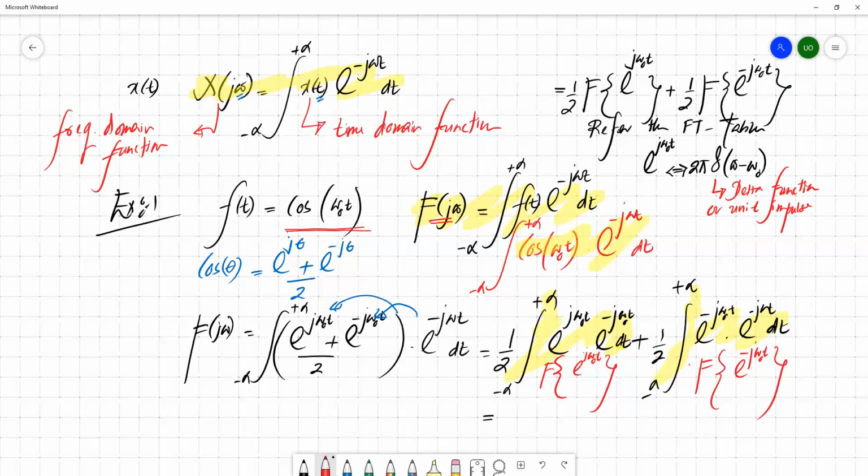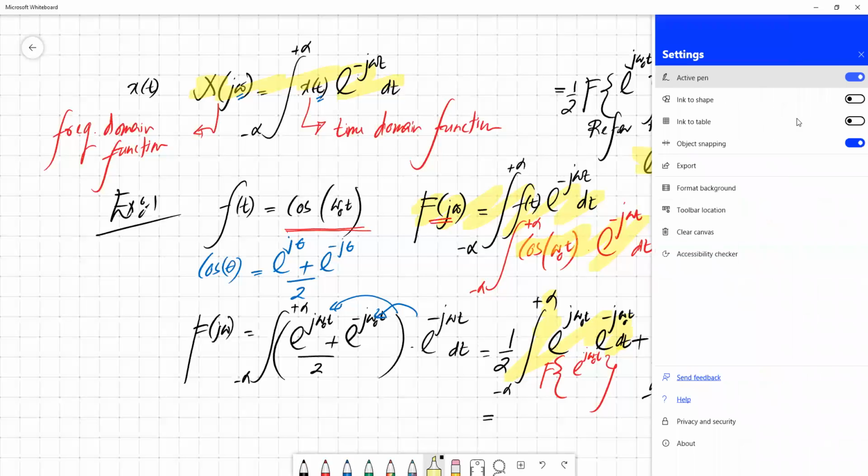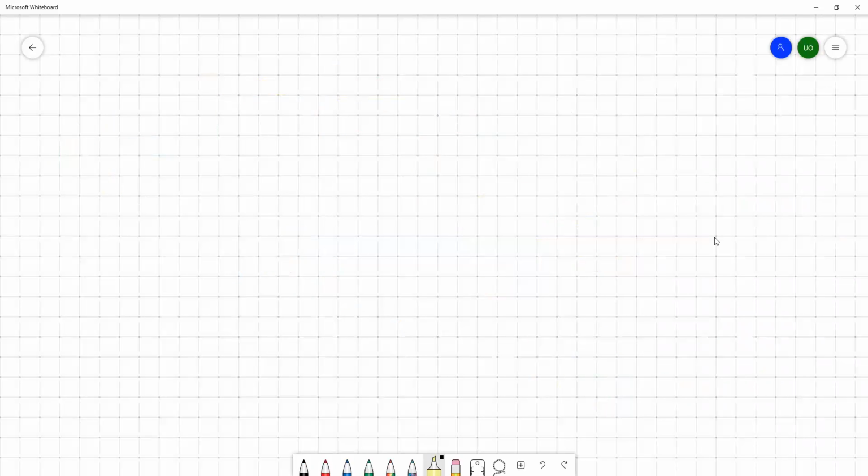So e to the power j omega naught t can be represented using, this is your Fourier transform, 2 pi unit impulse with a kind of a shift of omega naught. So this can be easily taken from this Fourier transform table. You don't need to derive it. You can just pick it from the Fourier transform table and write it down.